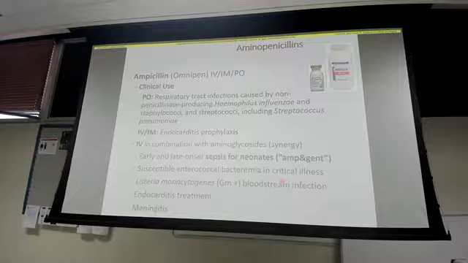And then your IV, we have sepsis for neonates. So when we talk about sepsis for neonates, they're going to be in the hospital, they will be hospitalized. Depending on how soon they see that there is sepsis, they may be in the NICU. And we will use our ampicillin with our gentamicin, or Amp-Gent, to treat those patients, okay?